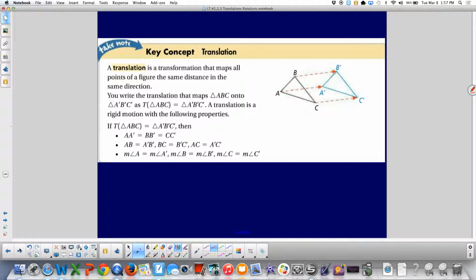A key concept with translation, and yes, this goes in your geometry toolbox. So pause the movie and add this to your toolbox, and you're going to add that a transformation maps all points of the figure the same distance in the same direction. And it uses a capital T for translation. It means movement left, right, up, down. Pause the movie, add it to your toolbox, and press play when you are finished.